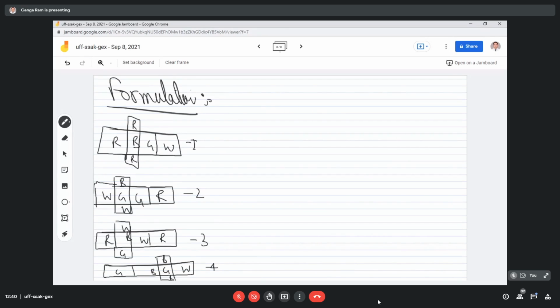So how do we draw a graph from this? To draw the graph from these 4 cubes, we can take 4 vertices with the colors. Suppose B vertex, R vertex, W vertex, and G vertex. Because we have 4 colors, we take 4 vertices.